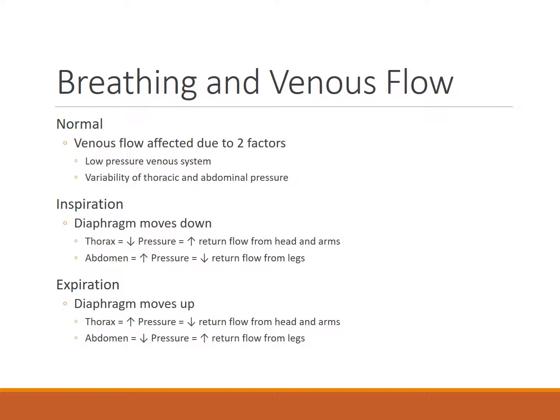Breathing has a strong effect on how blood returns back to the heart via the veins. And that is what results in our phasic flow. And it changes how the flow accelerates and decelerates as it travels back to the heart. So with normal breathing and venous flow, the venous flow is going to be affected due to two factors. That the venous system is a low pressure system, and that there is going to be variability in thoracic and abdominal pressure.